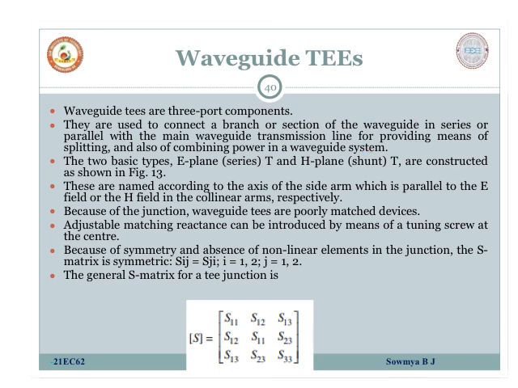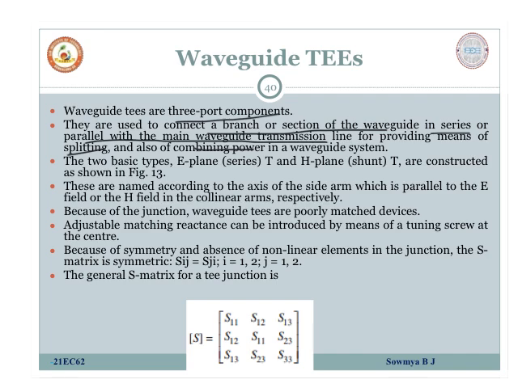The waveguide Ts are 3-port components and they are mainly used to connect a branch or section of the waveguide either in series or in parallel with the main waveguide transmission line, and they are mainly used to provide either splitting of power or combining of power in a waveguide system.